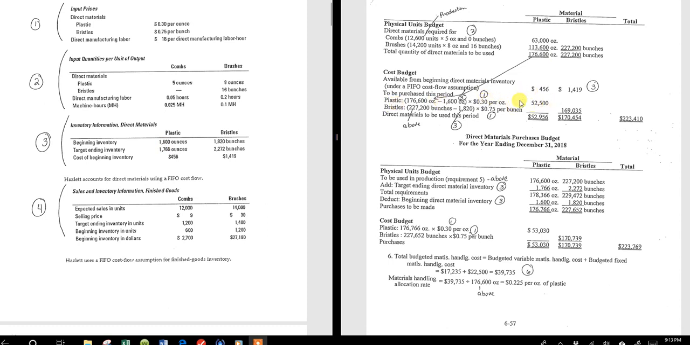So this is what we purchased this period. So our total was beginning inventory plus what we added. And the same thing for our bristles, beginning inventory plus what we added. And we needed 227,200 bunches, but we had 1,820 already in stock. And it's 75 cents a bunch. It must be in one right here. So again, see how everything is all over the place. If you take it slow, you can find it. So I think this is direct materials available this period. Okay, so now we need our direct materials purchases budget.